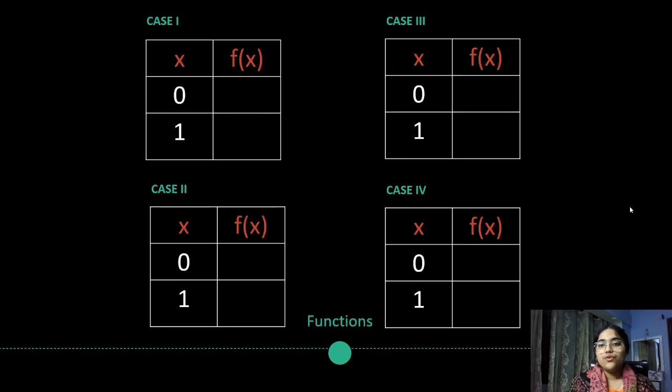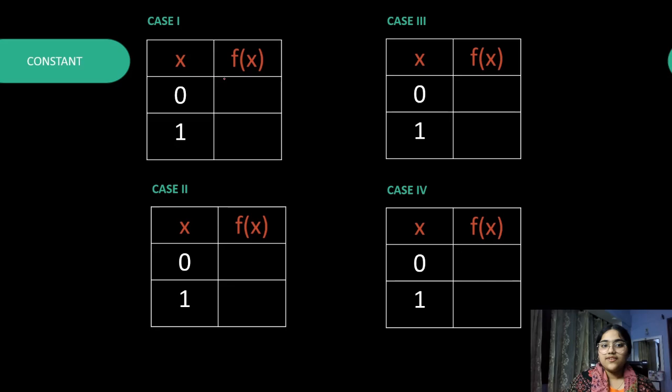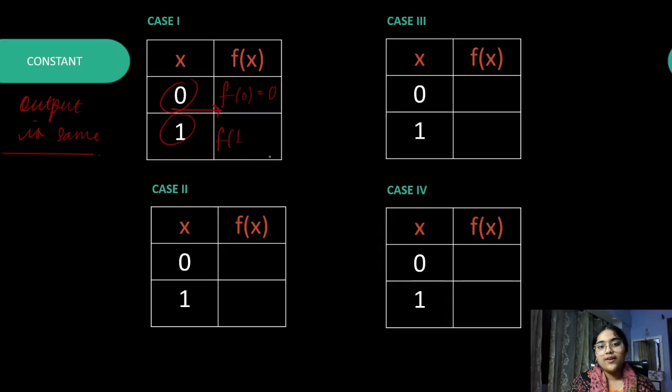Moving on to constant functions, it's basically simple. You have multiple inputs and multiple outputs, but your output is the same regardless of your input. So here f of 0 will be 0 in case 1, and f of 1 will also be 0. In the other case, f of 0 equals 1 and f of 1 is also equal to 1. So these two are cases of constant functions.